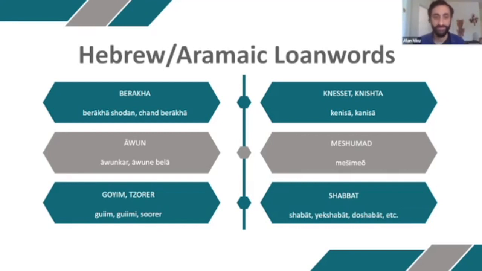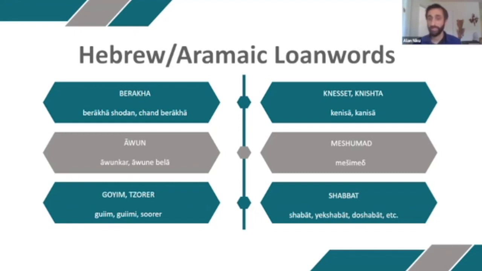Then you have words for non-Jews, goyim, which is non-Jew, and tsorer, which means oppressor in Hebrew. And then you get these in all of these languages. You get guim, so that O to U shift, so guim is non-Jew. Surer is a word for an enemy, not necessarily non-Jew, but any enemy, any oppressor is called a surer, which comes from tsorer in Hebrew.